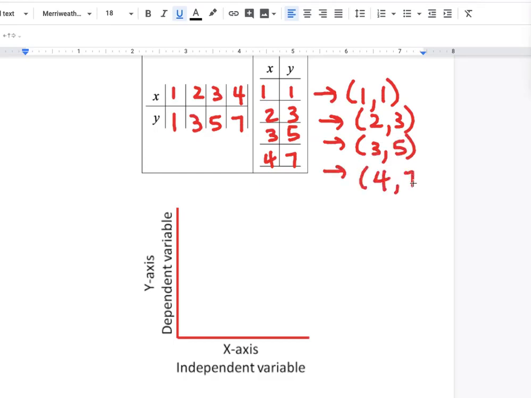Okay, so we're just putting parentheses around them and a comma between them. Because remember, x has to go first in your ordered pair, then y. Here, we would do the same thing: (1, 1), (2, 3), and so on. Okay, so each of those pairs would go together.